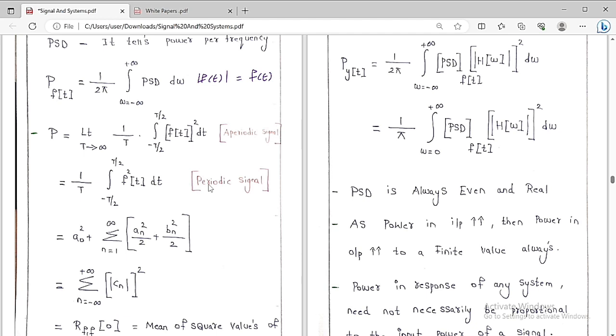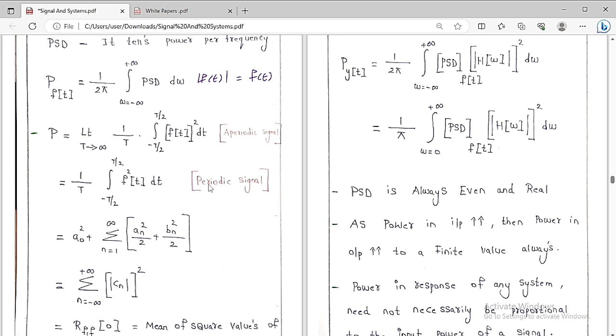So power is equal to energy by time. Energy is the integration over one time period of f(t) whole square dt, divided by the time period T. I have already told you that power is equal to energy by time. So for a periodic signal, I will find only the energy in one cycle and take the time only for one cycle. Therefore, we can write 1 by T into the integration from minus T by 2 to plus T by 2 of f(t) whole square dt.